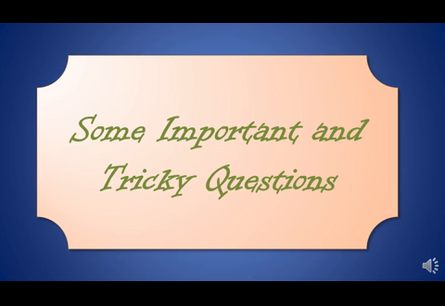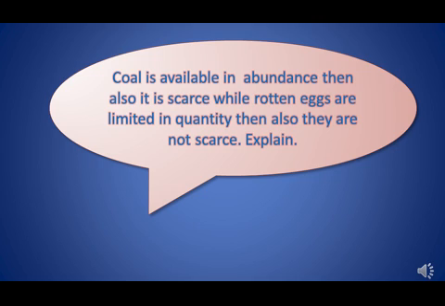Now we will discuss some of the important and tricky questions which may be asked in examination, and many times students get confused and mark the wrong answers. The first question is that coal is available in abundance, yet it is scarce, while rotten eggs are limited in quantity, yet they are not scarce.